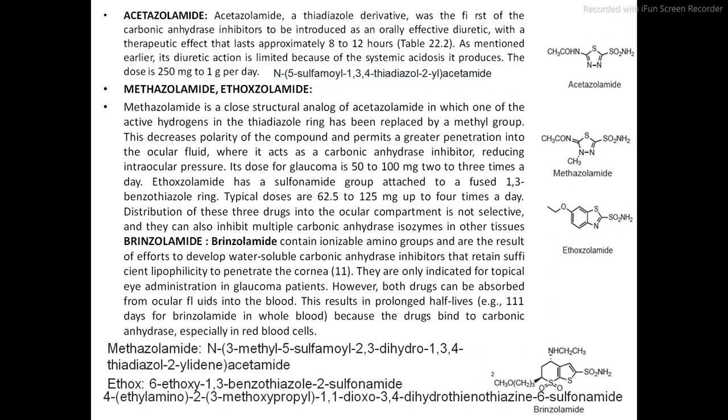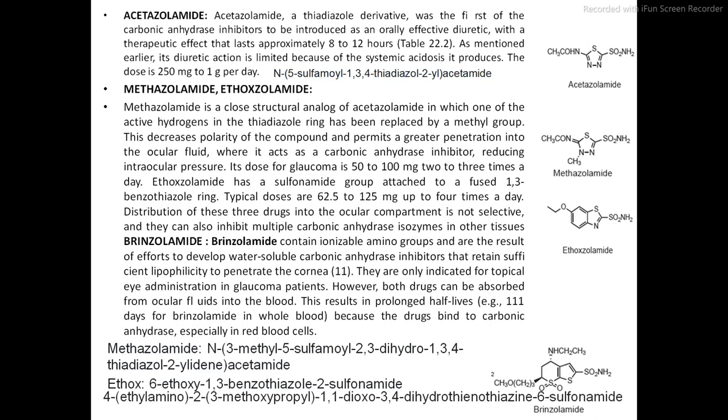They are only indicated for topical eye administration in glaucoma patients. However, both drugs can be absorbed from ocular fluids into the blood. We can skip the word both, because there is only one drug in this case, brinzolamide. So this drug can be absorbed from ocular fluid into the blood. This results in a prolonged half-life, because the drug binds to carbonic anhydrase, especially in the red blood cells.